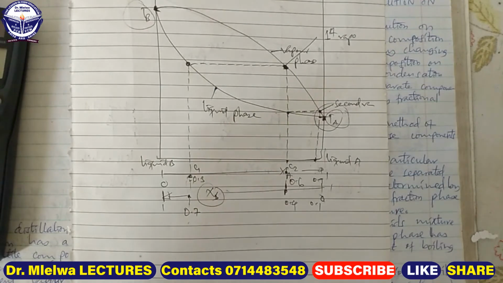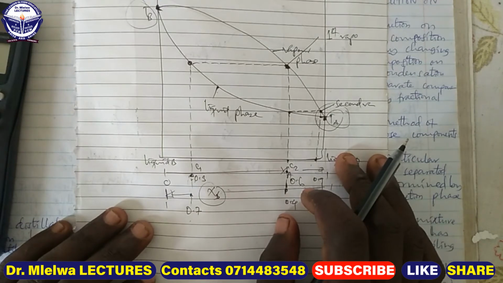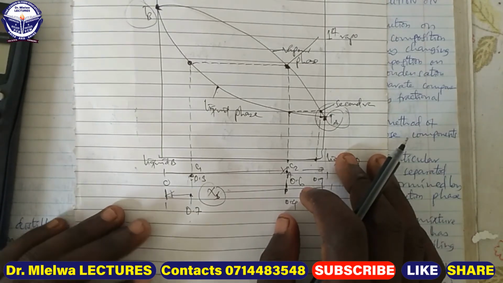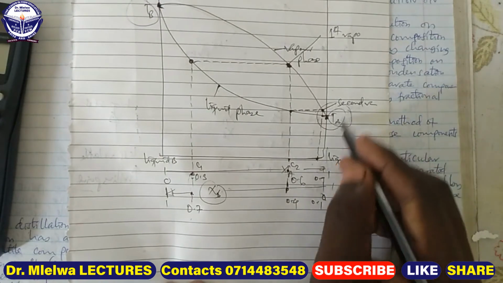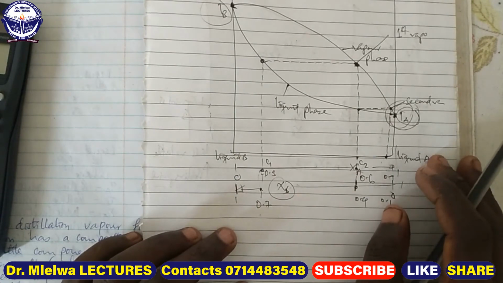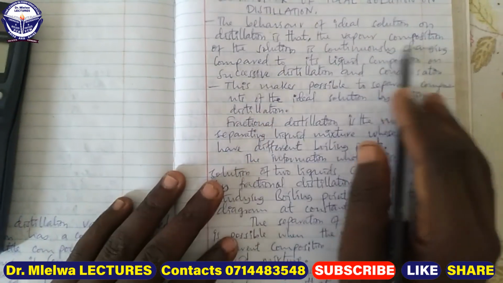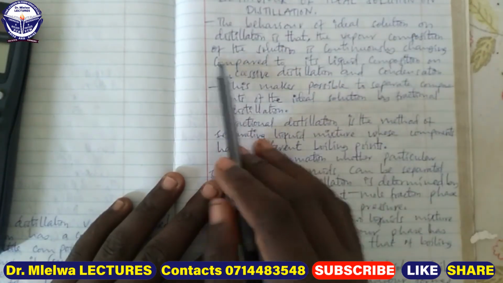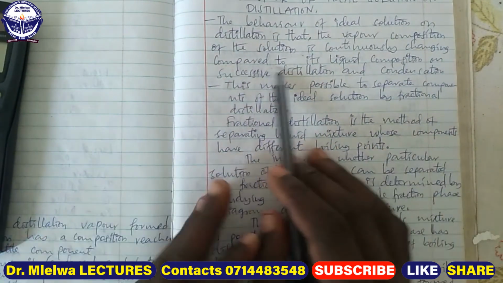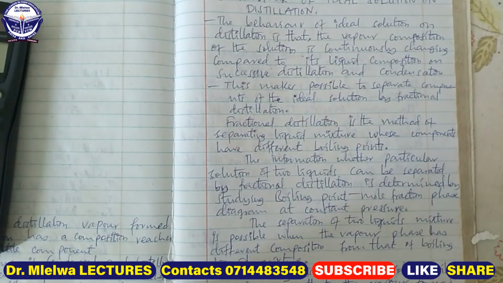Ideal solution in distillation tunaziboil, and on a successive boiling at the end of the day tuna end up kwenye jibu ambalo tunakuwa tumelipata kama hivyo hapo. Hii hapa more volatile liquid inaappear as distillate and less volatile liquid inabakia as residue. Now let's go to notes and see the explanation for this. We are saying that the behavior of ideal solution on distillation is that the vapor composition of solution is continuously changing compared to its liquid composition on successive distillation and condensation. So by distillating then condensing, vapor composition inatend to change from time to time.